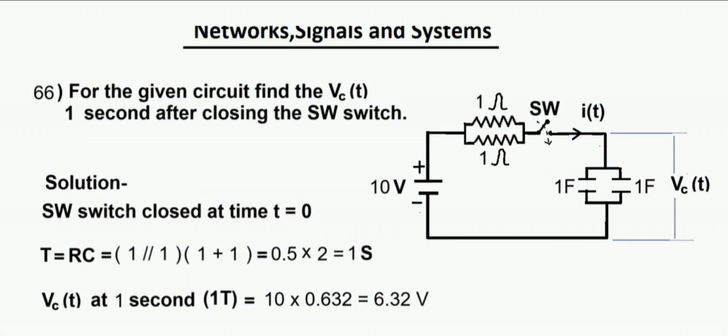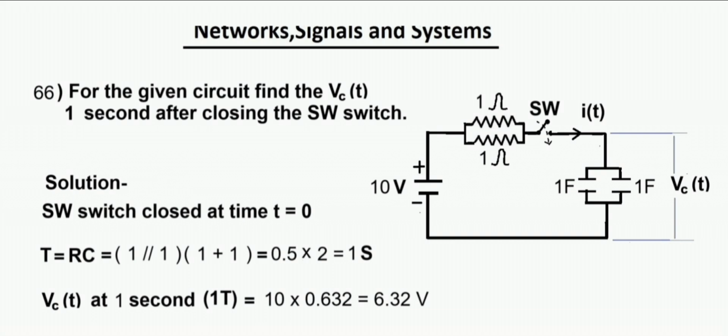Solution: switch SW is closed at time t equal to 0 seconds. So time constant tau equals RC, which equals 0.5 multiplied by 2, equal to 1 second. Because two resistors are in parallel, the total equivalent resistance equals 1 upon 2 ohm, and because two capacitors are in parallel, the total capacitance equals 2 farad.